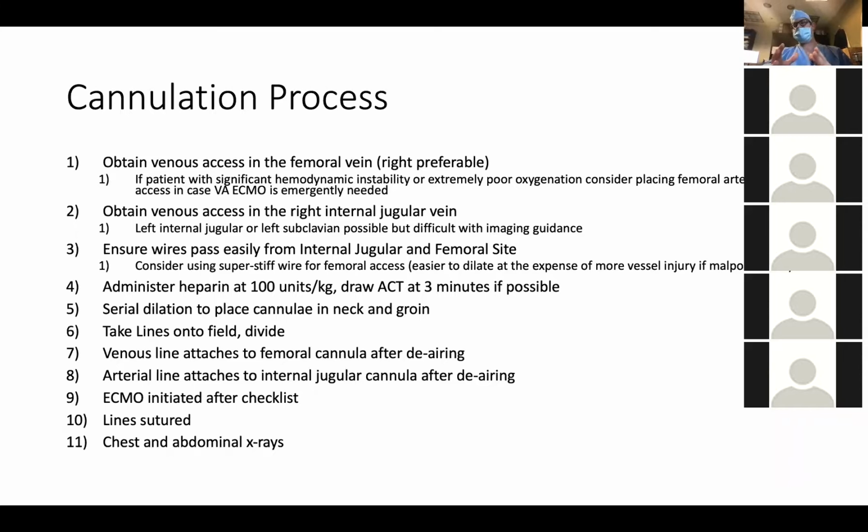So what is the cannulation process? I want to go through this so everyone has an idea of what it takes to go on ECMO. So the first thing you're going to do is obtain venous access in the femoral vein. The right is always preferred.